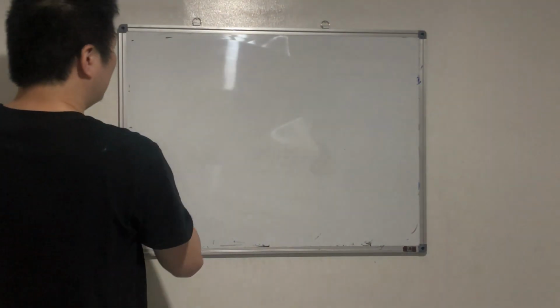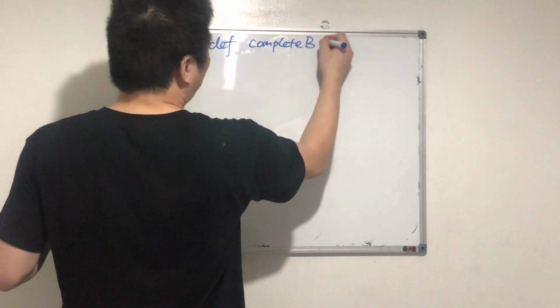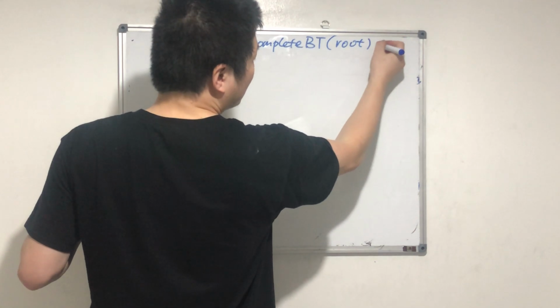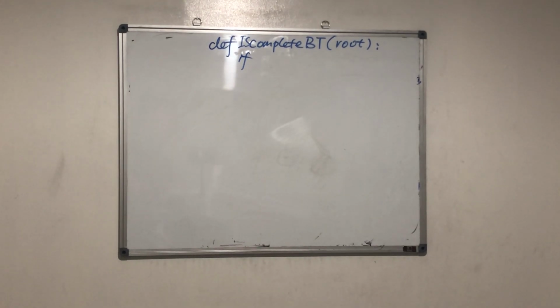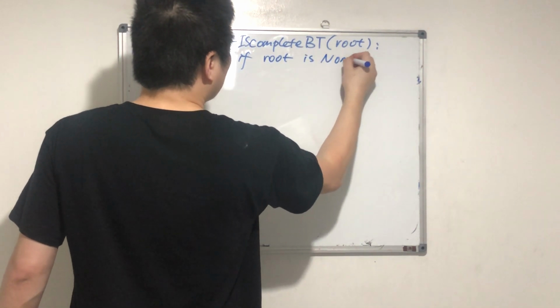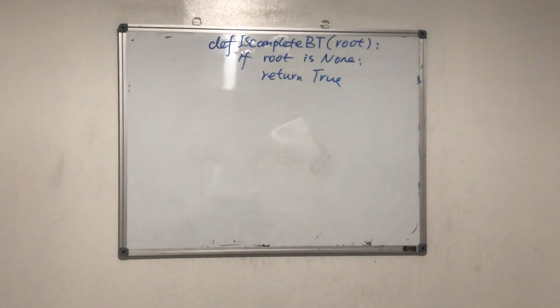Should we do it? Define complete binary tree. Root. If root is empty, what happens? If an empty tree, we call it what? We say it's a complete binary tree. Okay, it's a very special case. So if it's an empty tree, we call it a complete binary tree.